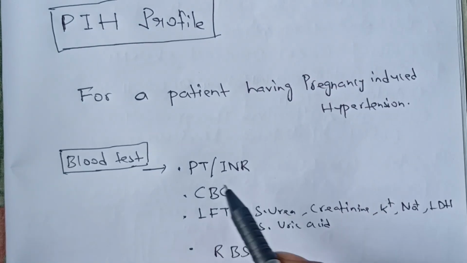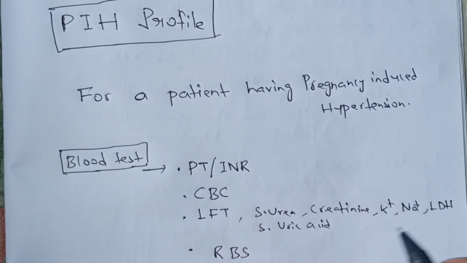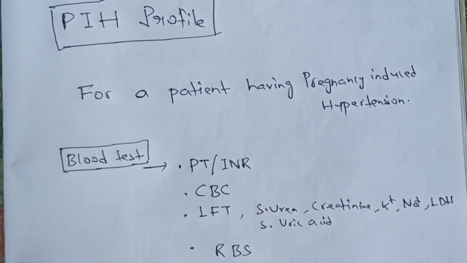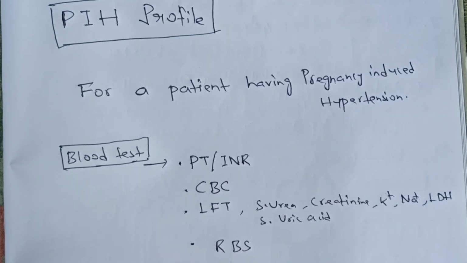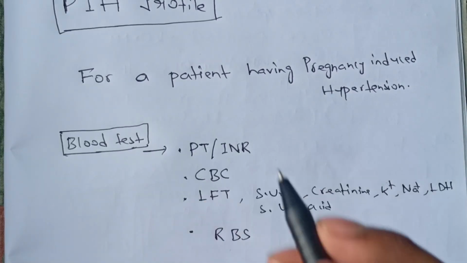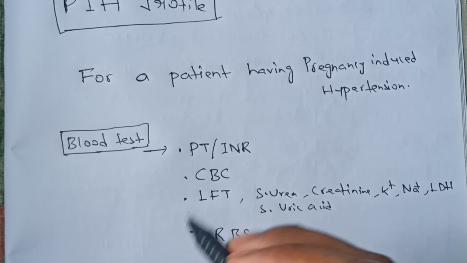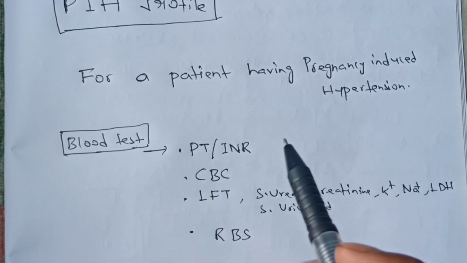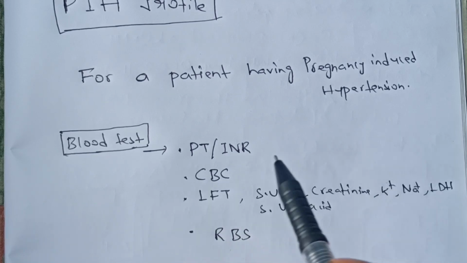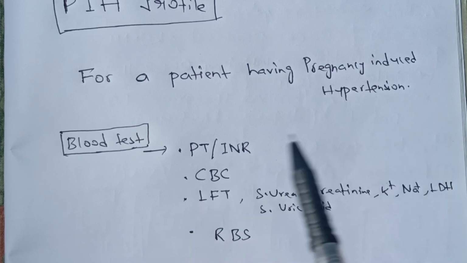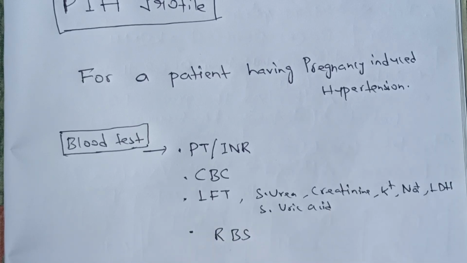So these 4 tests are used for the PIH profile or PIH patient. We have to find any abnormality in the PT, CBC, LFT and RBS. So these 4 tests are done for patients having PIH, pregnancy-induced hypertension.